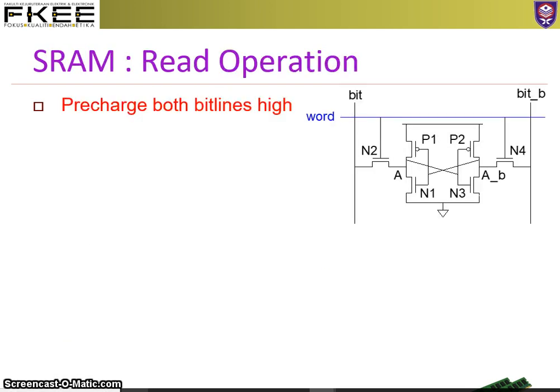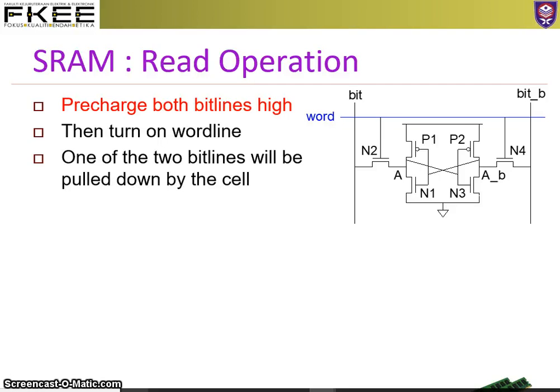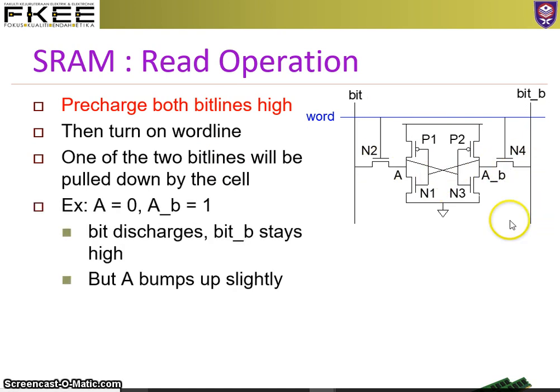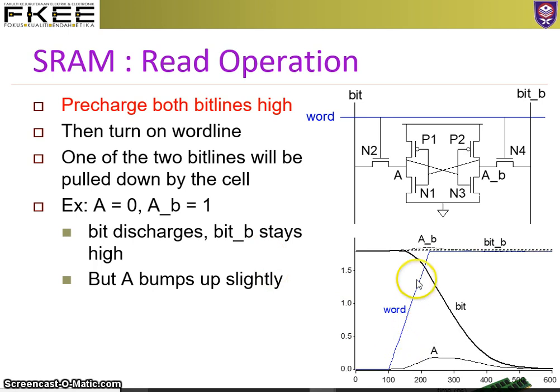So for the read operation just now, we pre-charge both bit lines, bit and bit bar, to high. Then turn on the word line. This is on, this is on, so we read the data. This is an example of A equals 0, A bar is 1, so bit discharges. So this is in terms of the output.